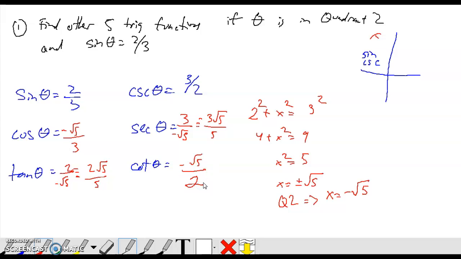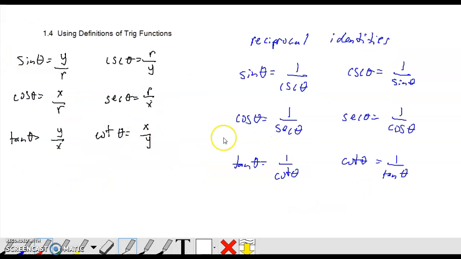So again, we get to use our properties to help us figure out what is happening. Again, if we wanted to, we can go back and use our reciprocal properties to help guide us too, if we want to use those instead of just flipping it on our own.